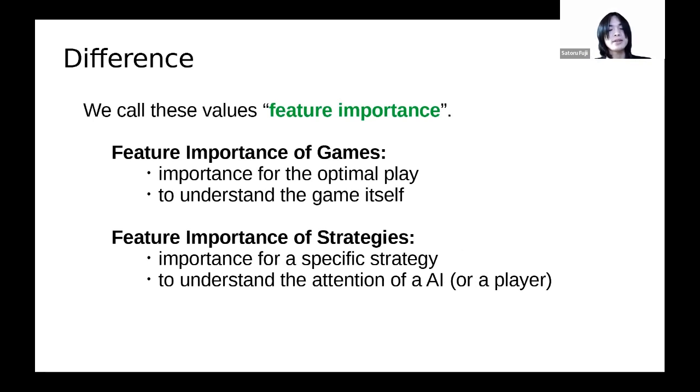Let's point out that these seemingly similar questions actually hold a significant difference. The first one aims to obtain the feature importance of games, its importance for the optimal play, and it is to understand the game itself. While the second one aims to obtain the feature importance of strategies, which is importance for a specific strategy, and its purpose is understanding the attention of an AI. Well, it's also possible to think about the same thing for a human player, but here we omit that.